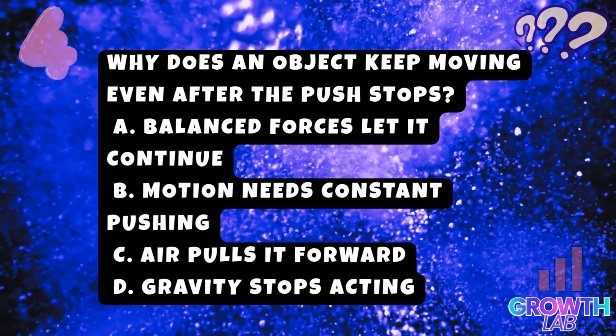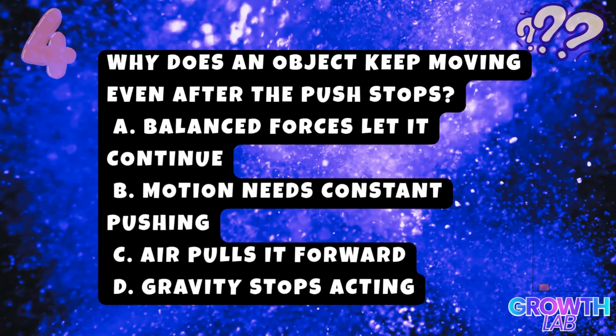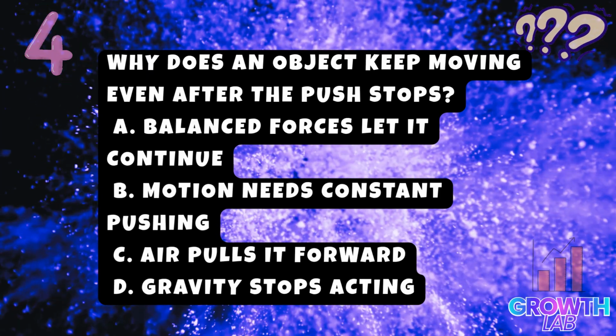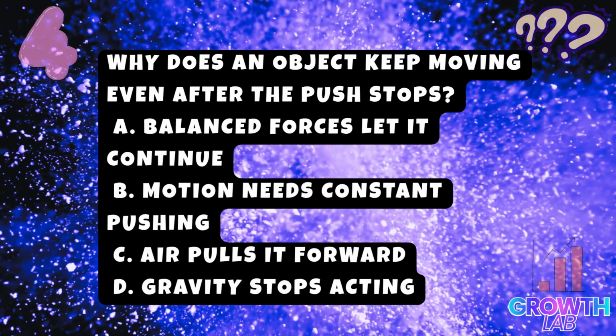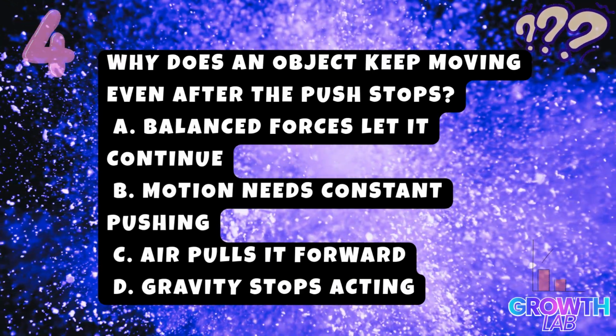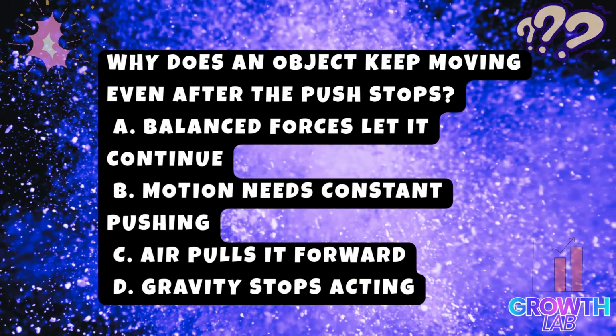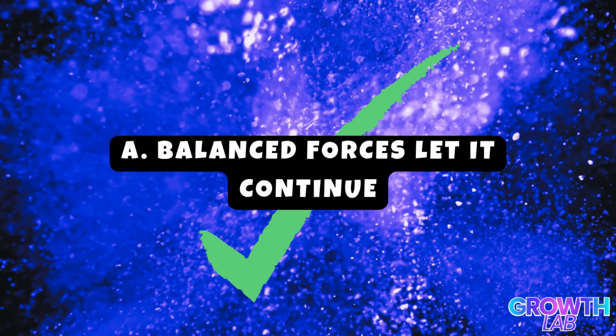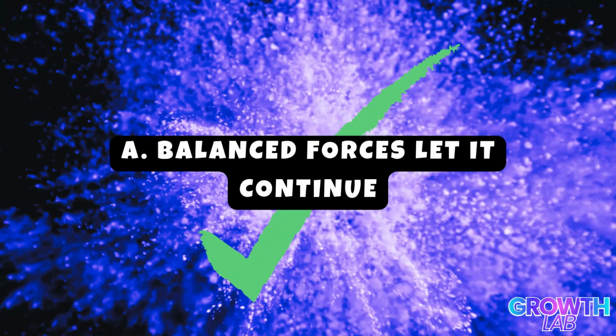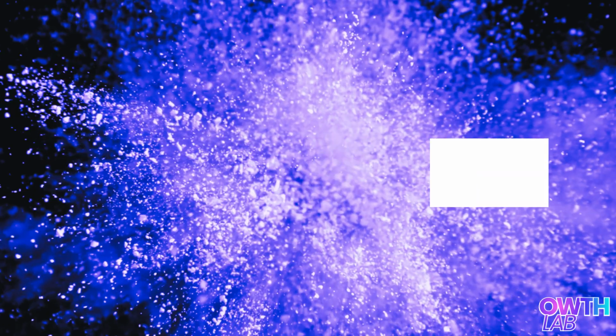Question 4. Why does an object keep moving even after the push stops? Answer options are: Option A, balanced forces let it continue. Option B, motion needs constant pushing. Option C, air pulls it forward. Option D, gravity stops acting. Correct option is option A, balanced forces let it continue. With no unbalanced force, motion stays constant.